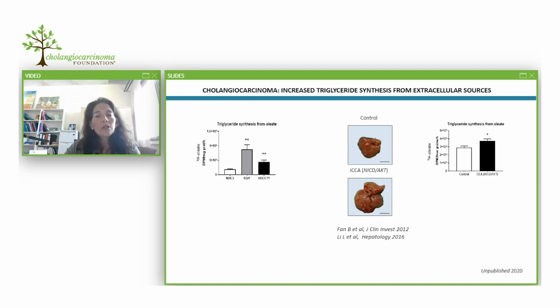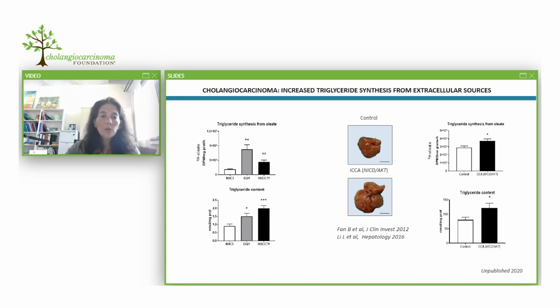We found the same result when we used tissues from a generated model of intrahepatic cholangiocarcinoma. TG synthesis was also increased. In both cases, we found that this increased TG synthesis led to an accumulation of triglycerides in cell lines and in livers.